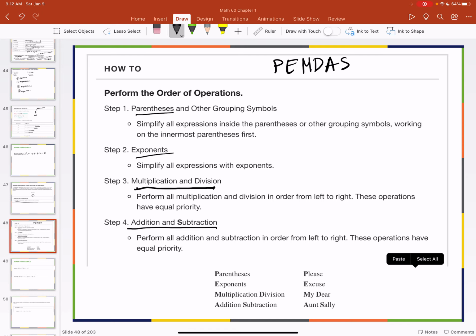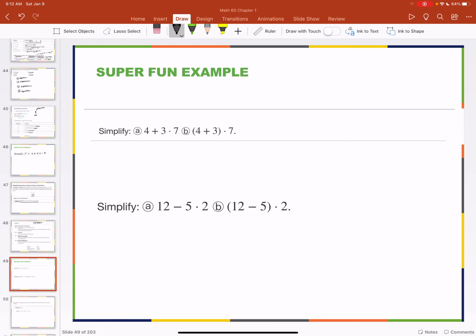They're kind of on the same level, going from left to right, multiplication, division. Okay, solve those and then do the addition and you're done. So let's do a super fun example, of course. So A, we have 4 plus 3 times 7. So don't forget, please excuse my dear Aunt Sally.